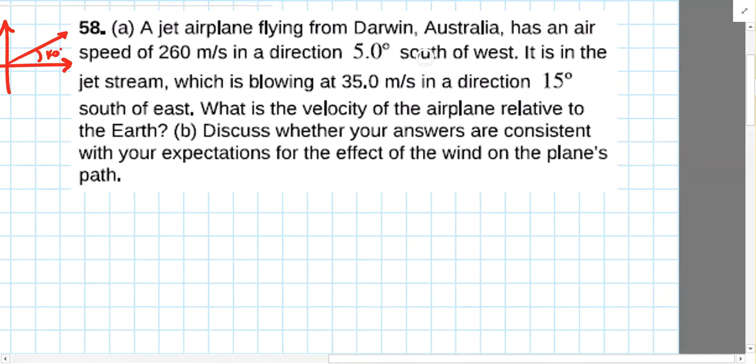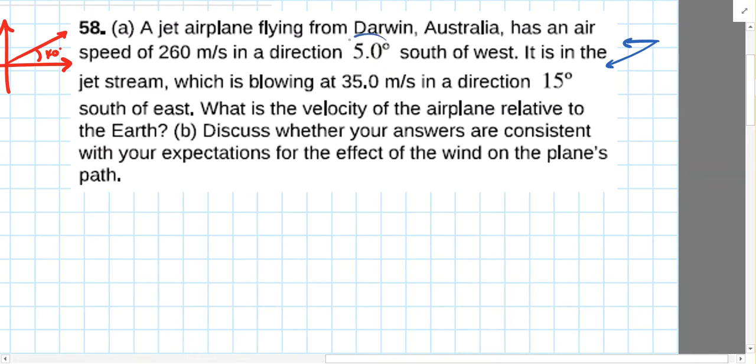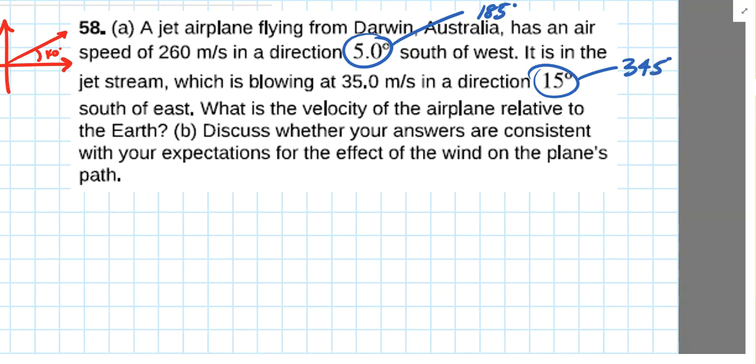So right off the bat, 5 degrees south of west. Now, west, of course, is leftward, and south of west would be this direction. So 5 degrees south of west, I think we'll go ahead and use 185 degrees on the 360-degree scale. And for 15 degrees south of east, now east is rightward facing, and 15 degrees south of that, I think we'll go ahead and report that as 345 degrees on the 360-degree scale. And that's going to help us with our component computation.